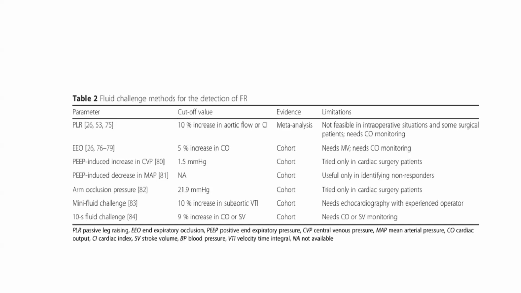Now, PEEP-induced decrease in the MAP. It is useful in identifying non-responders. Arm occlusion pressure, cutoff value is 21.9 mmHg, tried in cardiac surgery patients. Mini fluid challenge, 10% increase in the subaortic VTI, needs echocardiography with experienced operator. 10-second fluid challenge, cutoff value is 9% increase in cardiac output and stroke volume. It also needs cardiac output and stroke volume monitoring.